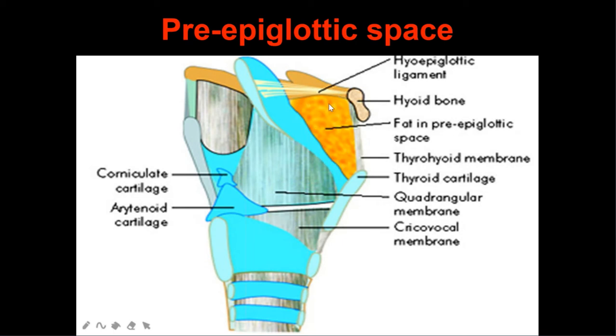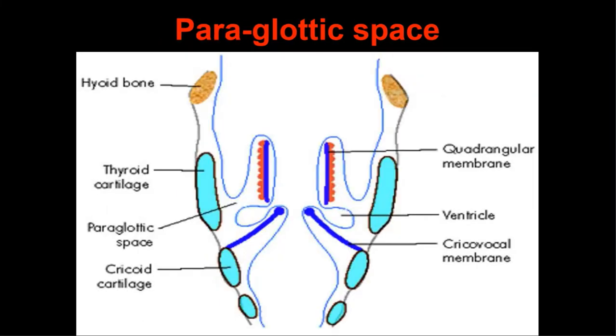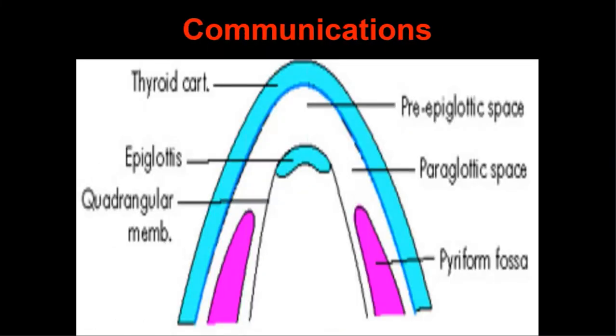The boundaries of the pre-epiglottic space: anteriorly there is the thyrohyoid membrane and the hyoid bone, superiorly the hyoepiglottic ligament, and posteriorly the epiglottis. One more space is the paraglottic space. On either side of the glottis there is a space, the paraglottic space, and anteriorly it communicates with the pre-epiglottic space. On the lateral side of the larynx there is the paraglottic space. The paraglottic space and the pre-epiglottic space are intercommunicating.